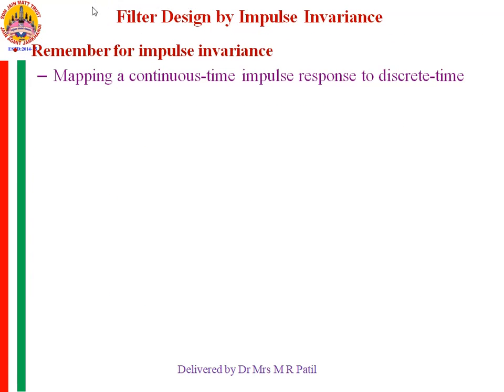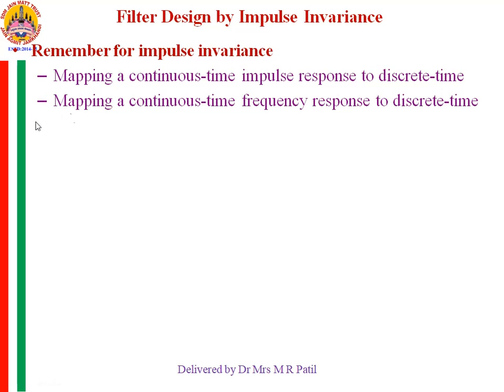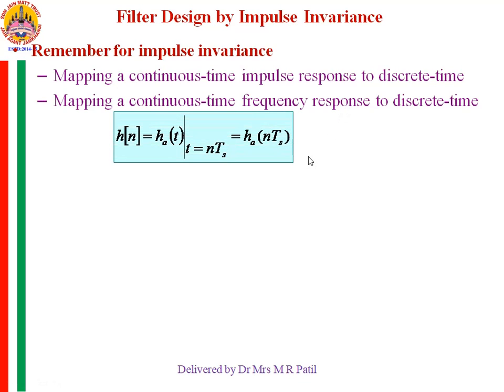In case of impulse invariance, we need to map a continuous time impulse response to a discrete time impulse response. Now H of S which you have obtained is for the continuous time. To convert it to discrete time, you need to obtain H of z. So we are mapping a continuous time frequency response to a discrete time frequency response.